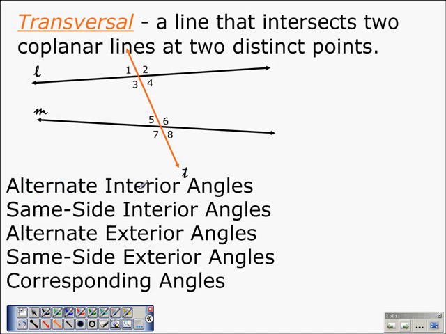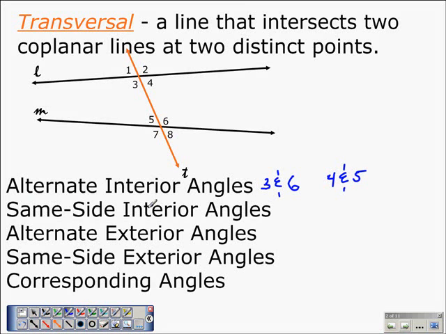Alternate interior angles are on the inside or the interior of the two lines that are being transversed, and alternate means they're going to change sides. So angle 3 and angle 6 are alternate interior angles. Angle 4 and angle 5 would be alternate interior angles. So in this diagram, 3 and 6, and angles 4 and 5 are alternate interior angles.